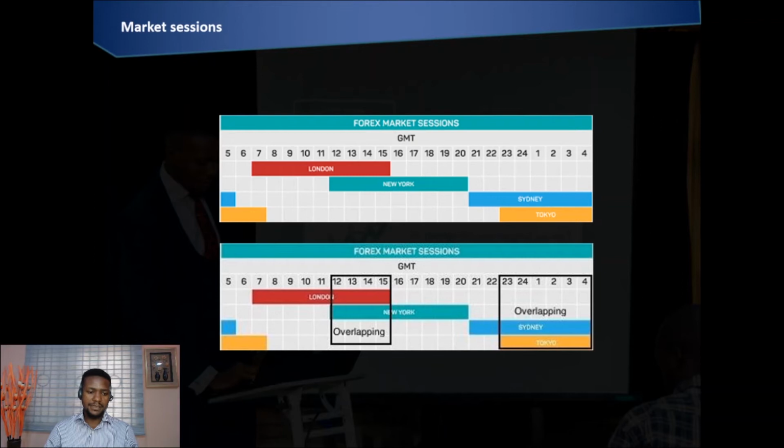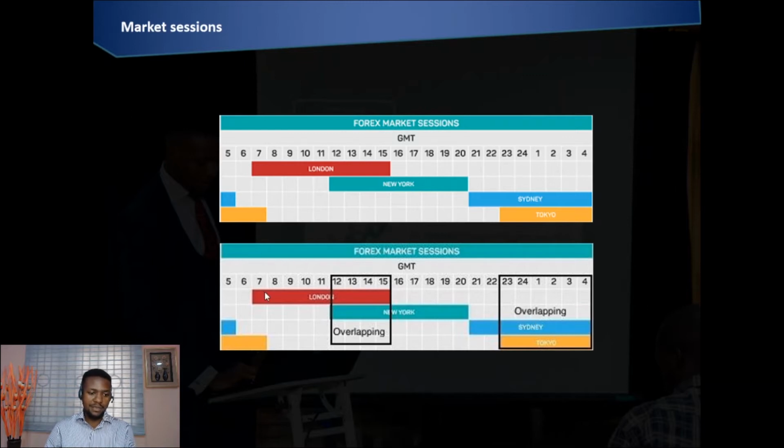And Sydney section will close by 5 a.m. in the morning. And before it closes, looking at this very well, you see that Tokyo session will also open by 11 p.m. So we're going to have another overlapping period. So we're going to have the Sydney section open and the Tokyo section open, which is another good time to trade for those trading from Asian countries.